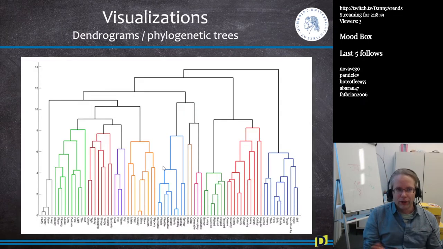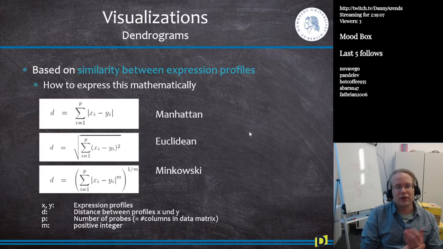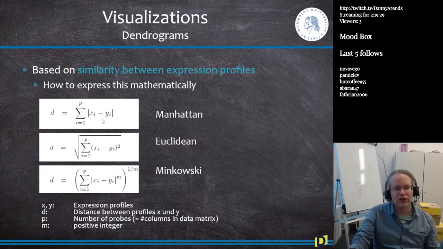Besides that, of course, like we already saw, one of the most common visualizations used is dendrograms or phylogenetic trees. I wanted to talk a little bit about dendrograms, because we already made a couple. They are based on similarity between expression profiles. But of course, similarity is something which is mathematically very hard to capture. So there are three different distance measurements, which are all related to each other. I write down the formulas here, not just because I want you to know the formulas, but because I think that if you see the formulas, you see that they are all related.